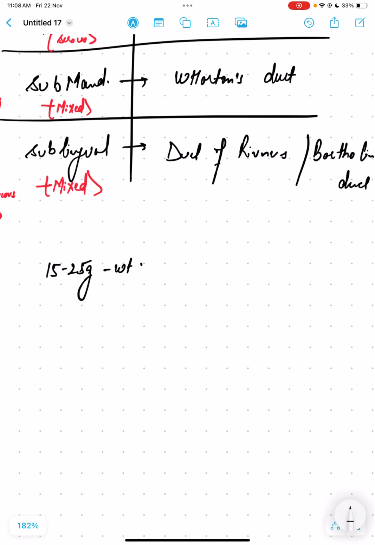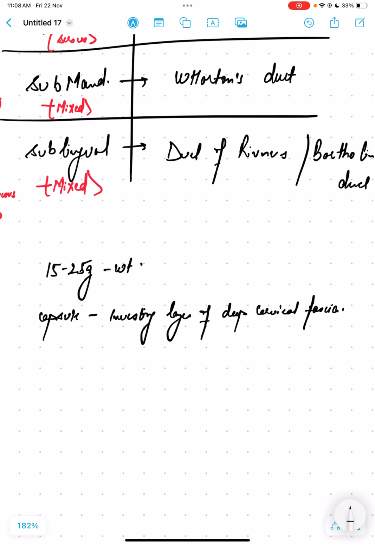And it has a capsule, which we studied in the previous video, that is the investing layer of the deep cervical fascia. It surrounds the parotid gland and the submandibular gland. So it is a capsule lined with the investing layer of deep cervical fascia. It involves two laminas, a superficial lamina and a deep lamina.